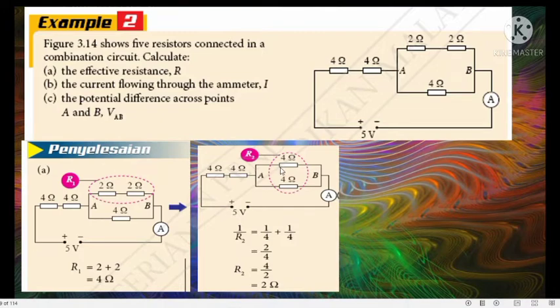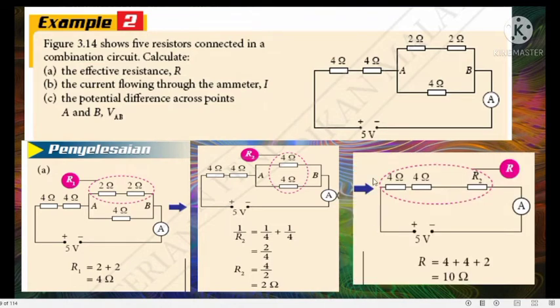So how do we calculate the effective resistance for the 4 ohm and 4 ohm here? For this parallel part, using the formula, 1 over R2 equals 1 over 4 plus 1 over 4. So we get R2 equals 2 ohm. Again, we can simplify the circuit to become 4 ohm, 4 ohm, and then this part is R2, which equals 2 ohm. So the total effective resistance for the whole circuit is 4 plus 4 plus 2. So we get 10 ohm. So for the whole circuit, the effective resistance is 10 ohm.